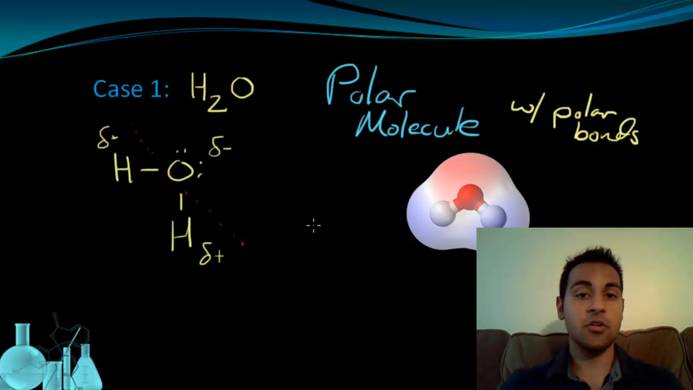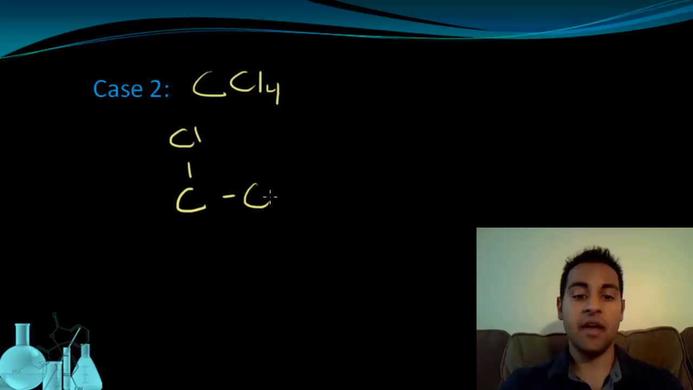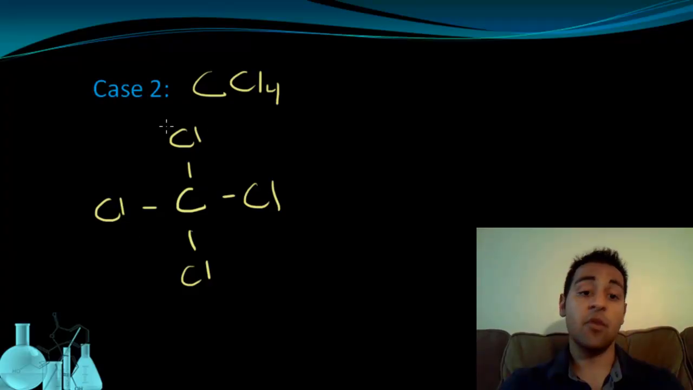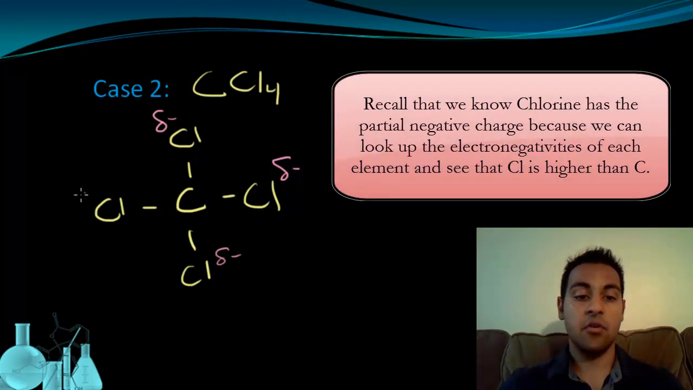So next, we're going to look at carbon tetrachloride. Carbon tetrachloride has a central carbon surrounded by 4 chlorine atoms, all covalently bound. And these are polar bonds as well. Okay? The chlorines are all slightly negative. So I can write in my partial negatives on each chlorine. And the central carbon, therefore, is going to be the partial positive.